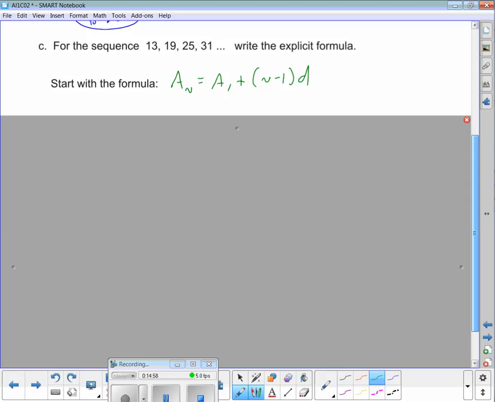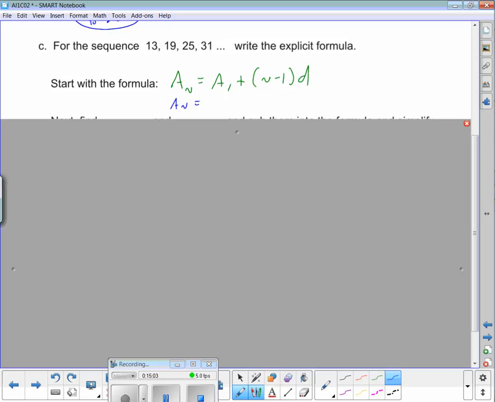Now let's get specific. Can we put a number in for a sub 1? Yes or no? Do we know a sub 1? We do. It's the 13, right, is a sub 1. n we don't know. That's the variable. Do we have a value for d? d is 6. All right, so we put a 6 in for d. Can we simplify this? We can, though I didn't leave you a whole lot of room to do it.